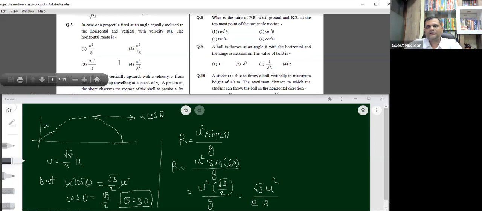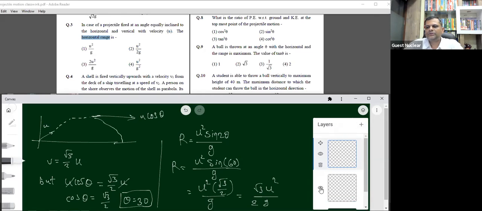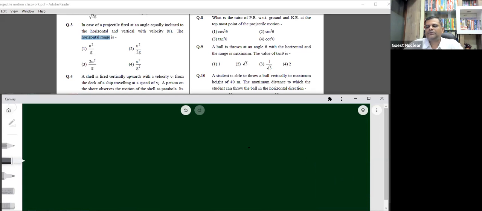The question number 3. Just check. In case of a projectile fired at an angle equally inclined to the horizontal and vertical with the velocity u, the horizontal range will be. So that is simply another way of asking that the angle theta is going to be 45 degrees. Understood this? How? Theta equal to 45 is indirectly given here because it is equally inclined to horizontal and vertical.